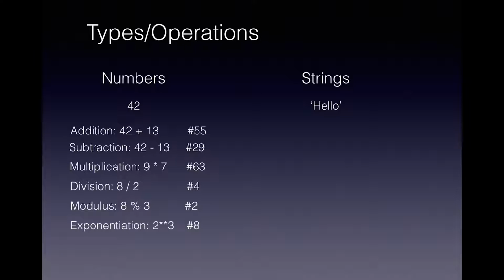Multiplication, division, modulus, which is just the remainder, and then exponentiation. And with exponentiation, you can also pass in decimal values to get the square root and cube root and stuff like that. And then you have strings, which is just words or characters or text.